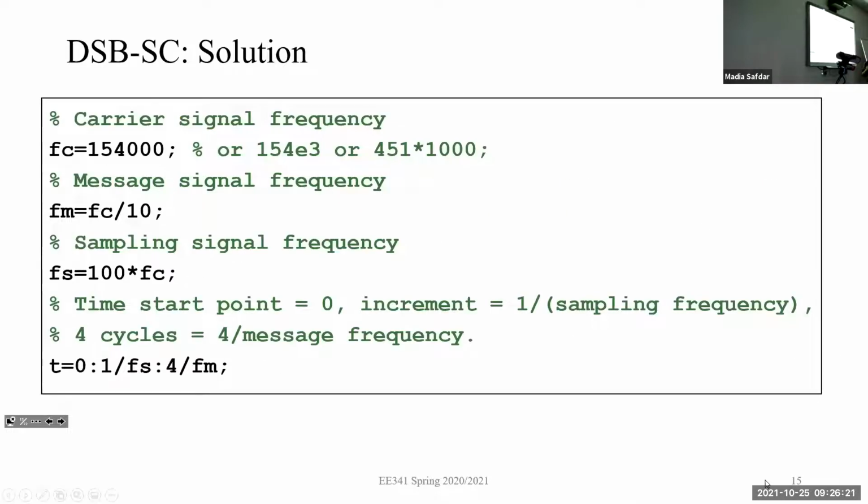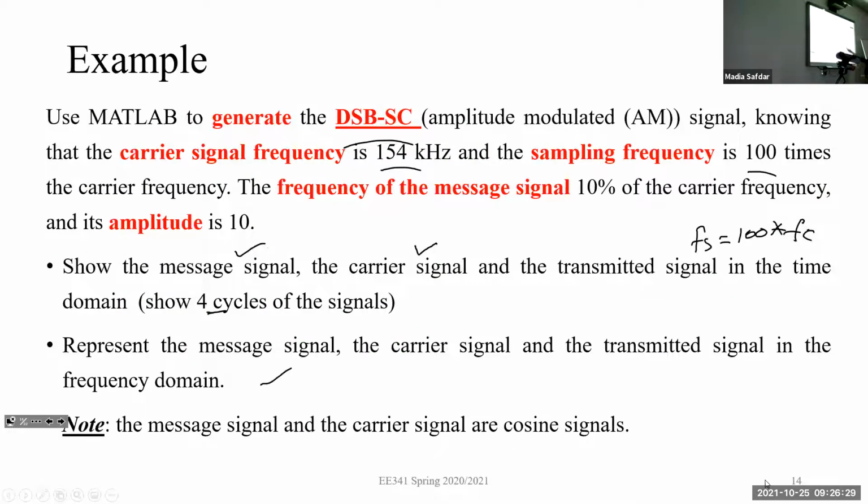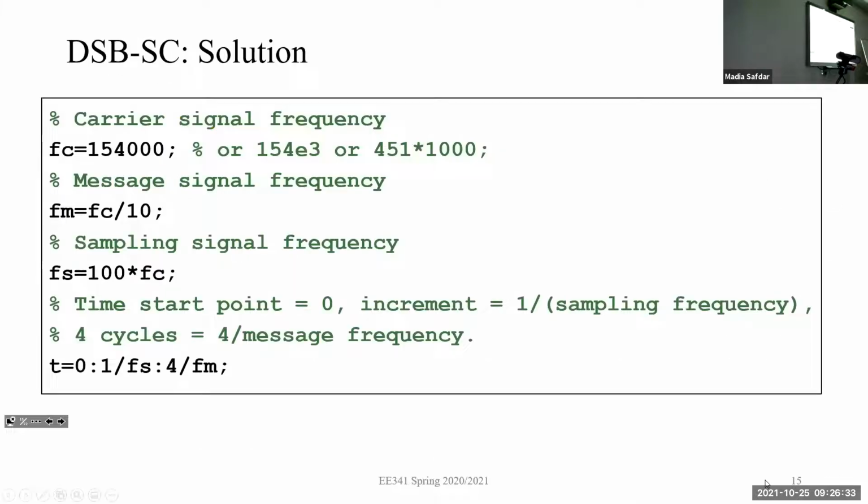So the first step is to define the carrier frequency. Fc is the carrier frequency. How much was it given? 154 kilohertz. Right? Is it difficult to see, or is there no response? Is it clear to the Zoom members also?